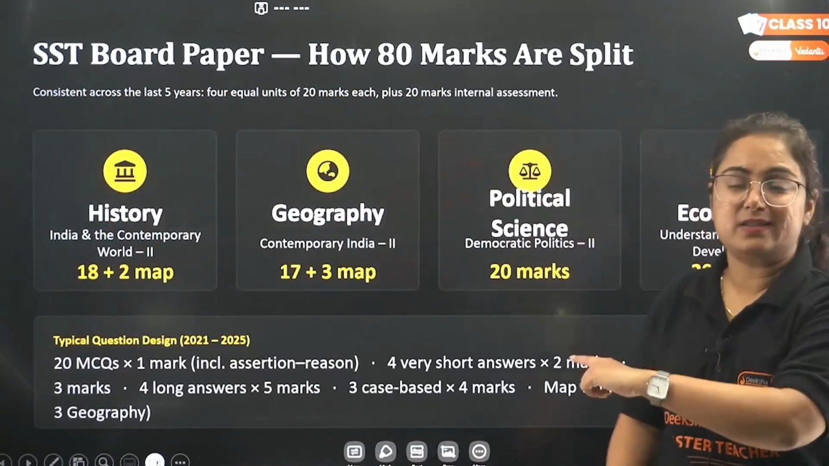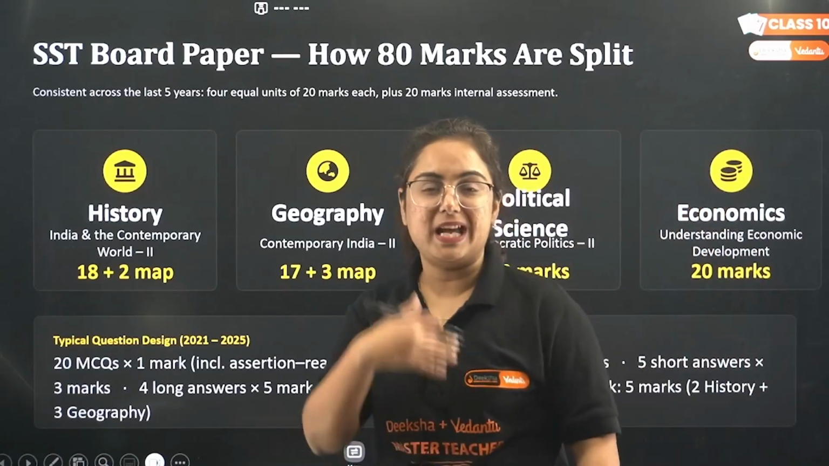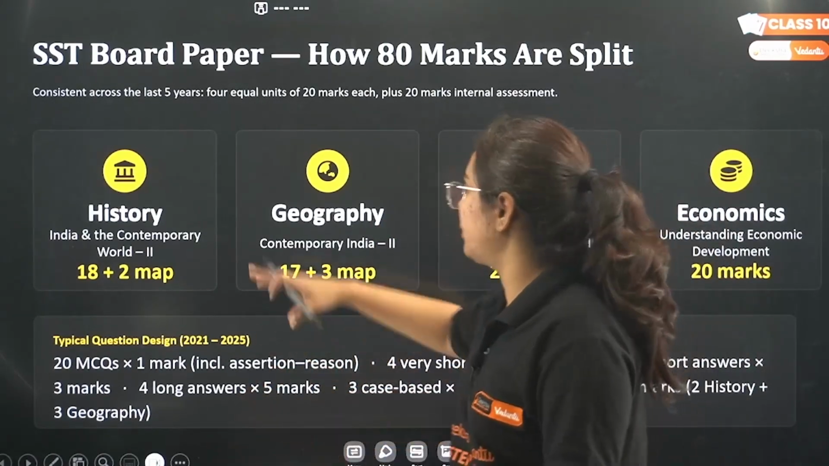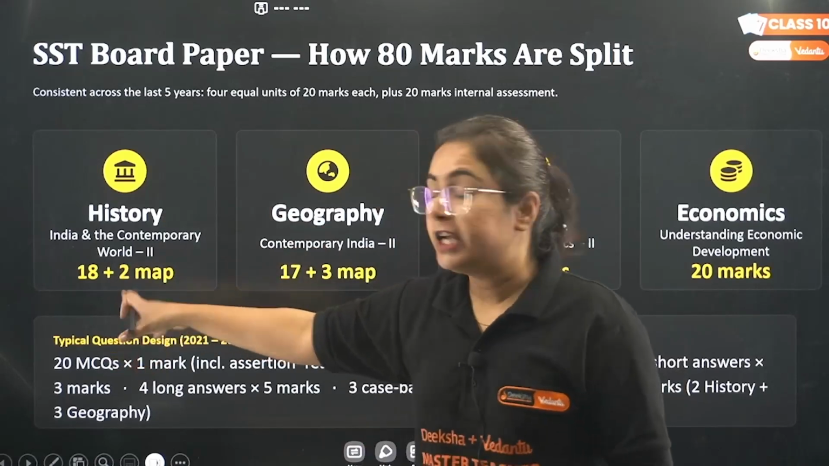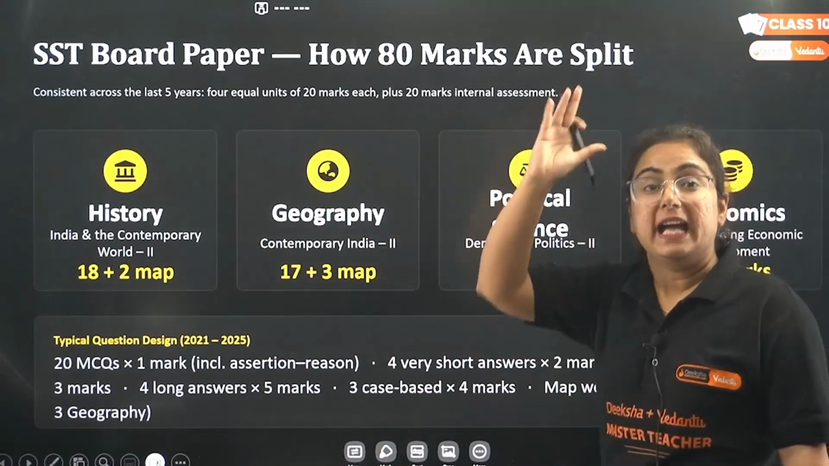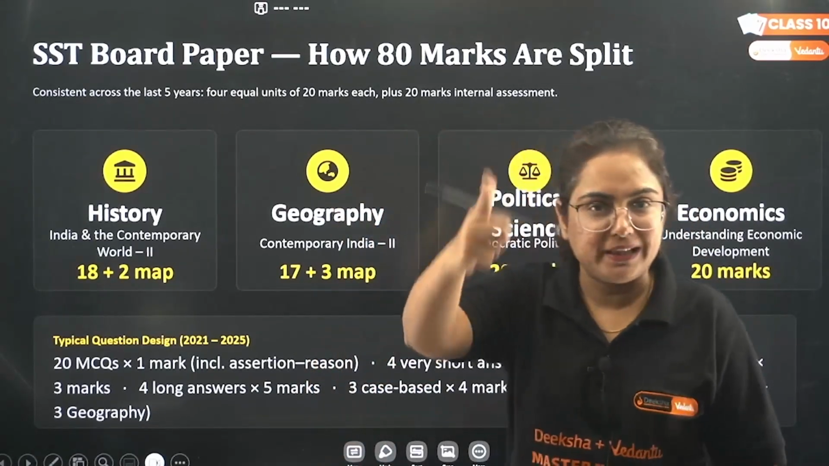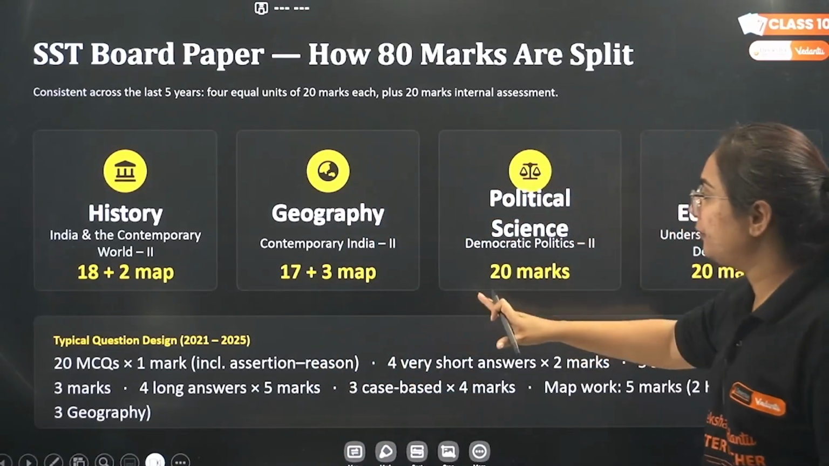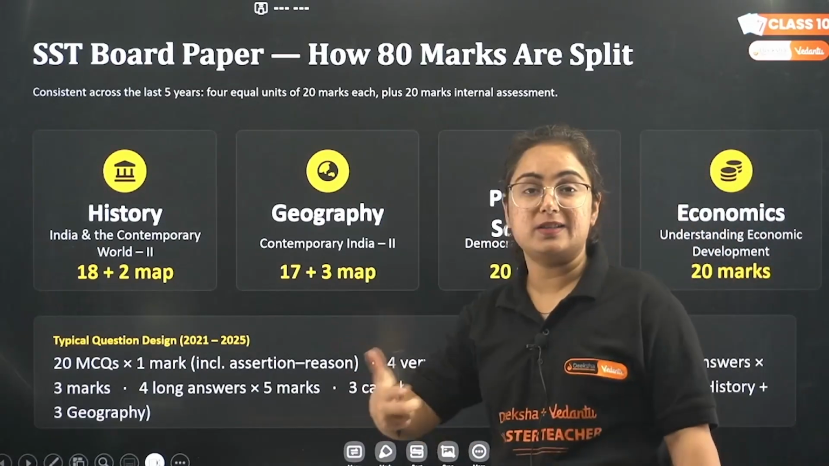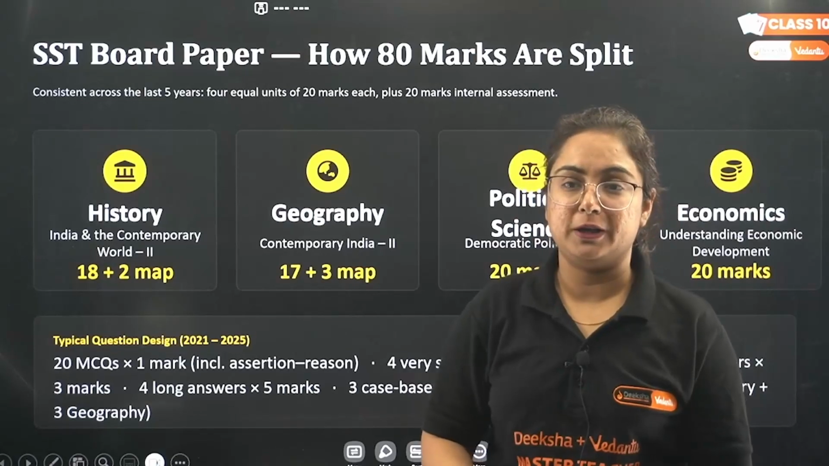Now, the SST paper which comes for 20 marks, according to PYQ, what we analyzed is, not what we analyzed, it is very obvious that 20 marks come from history. Here 2 marks are dedicated to map work, 18 for the theoretical portion. In those 18 also, beta, 2 chapters of high weightage, Europe and India. Then we come to geography, 17 plus 3 map work. Agriculture, water resources, manufacturing industry are high weightage chapters in geography.